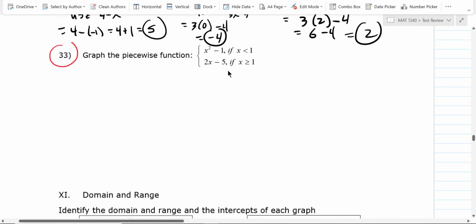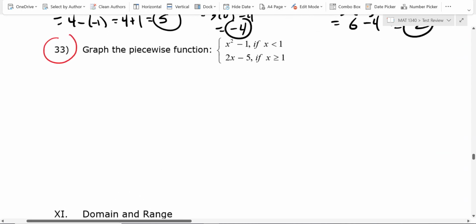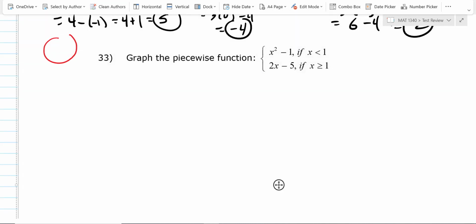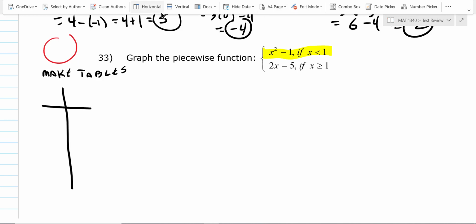Okay, graphing a piecewise function. This is such a problem, like in my calculus class. I don't know why, but what I recommend that you do is make tables of values. Okay, this is something we probably did on your very first test. So what we're going to do is the first piece is this function. And what I would recommend you do is just make a table of values.